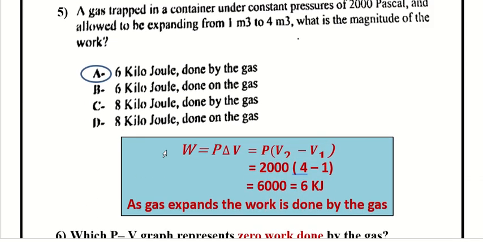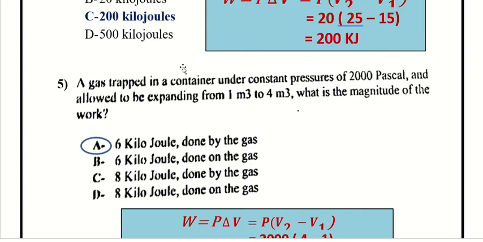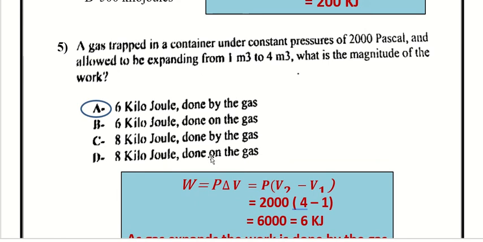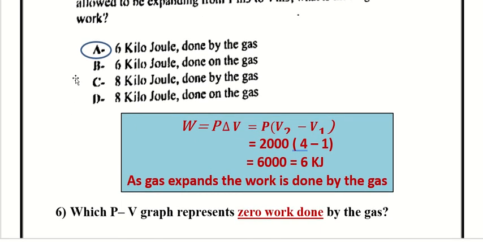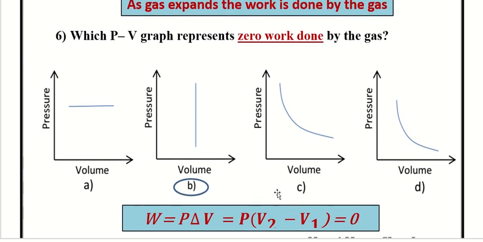Question number 5. A gas trapped in a container under a constant pressure of 2000 pascal is allowed to expand from 1 meter cube to 4 meter cube. What is the magnitude of the work done? It is the same as the previous problem. We can substitute, and the value here is a positive value, as he mentioned that it is allowed to expand. As the gas expanded, the work done is done by the system, or done by the gas, and takes a positive sign.